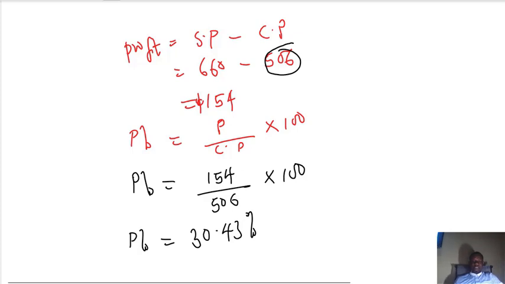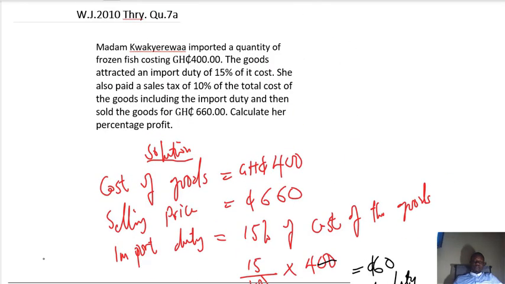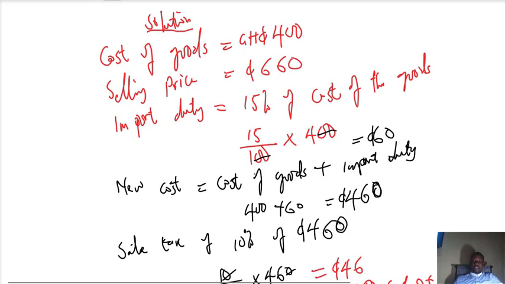30.43%. So students, that is how we find a profit percent. First of all, we need to find the import duty, which is 15% of the goods, and we got it to be 60 Ghana cedi. And the question says we should find the sales tax of the cost price of the item, including the import duty, because the question says including.